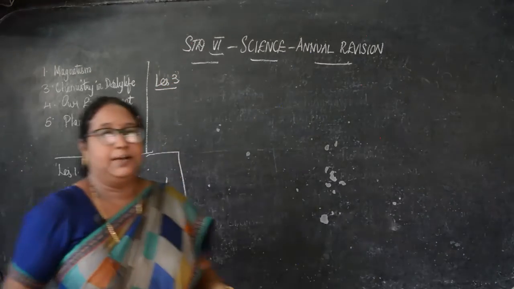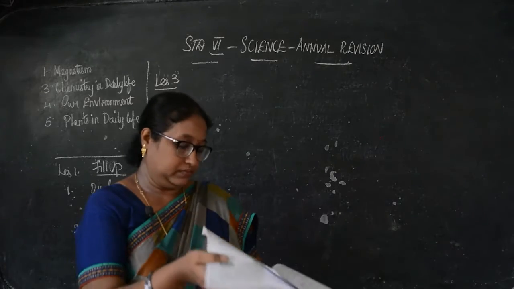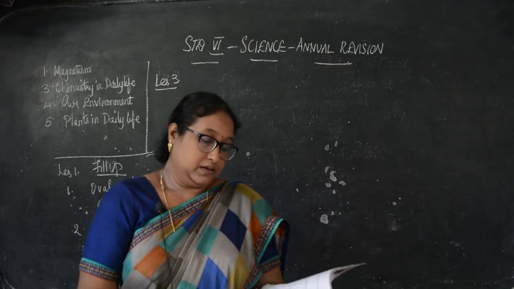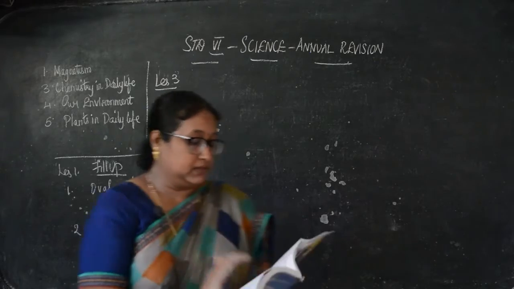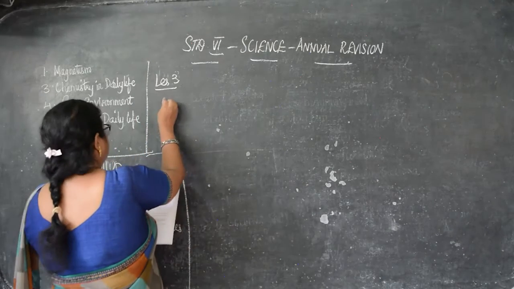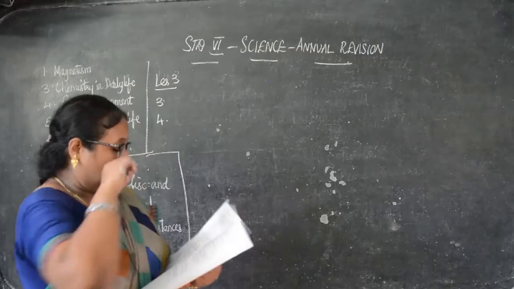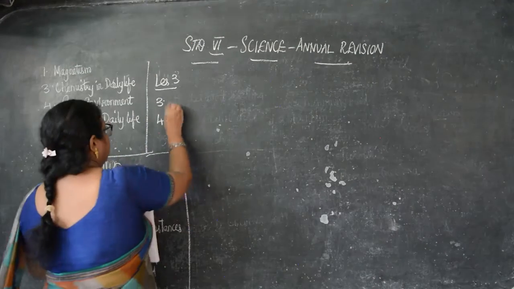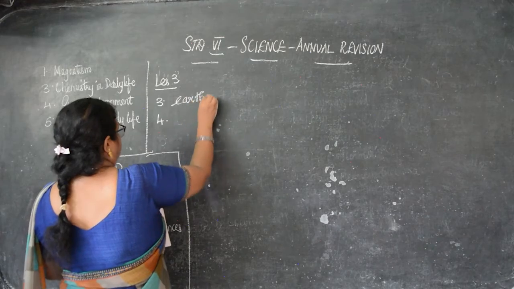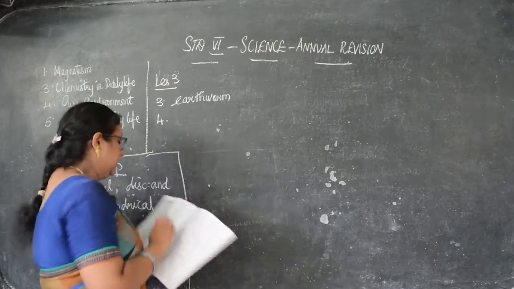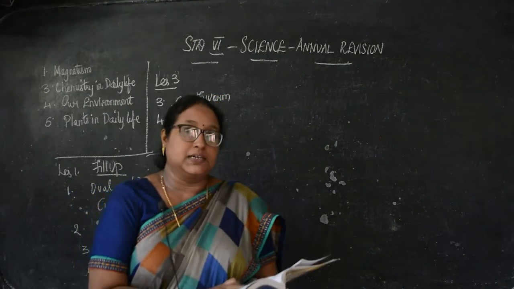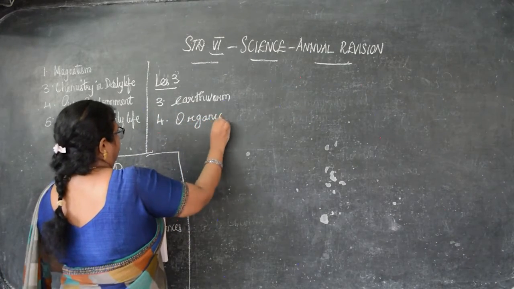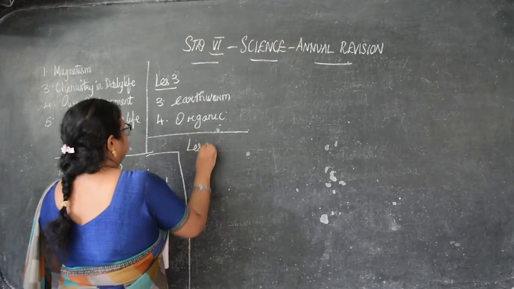Lesson 3, fill up. Okay. In this, only 2 you have. That is third and fourth. Okay. That is, dash is called as farmer's best friend. That is earthworm. Okay. The next question, fifth. Dash fertilizer is eco-friendly. Organic. Okay. That's all. Then from lesson 4.